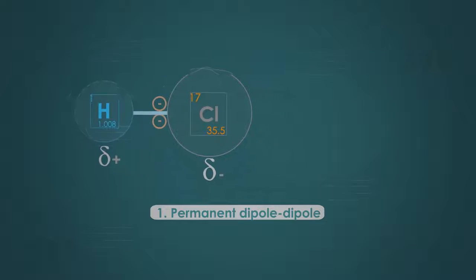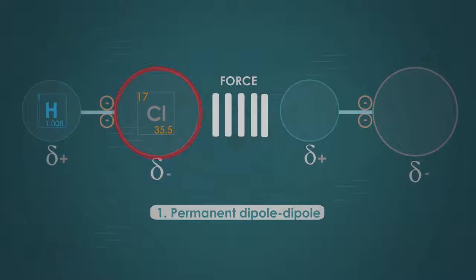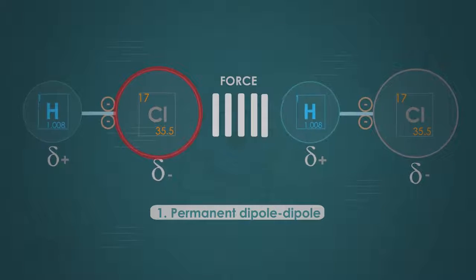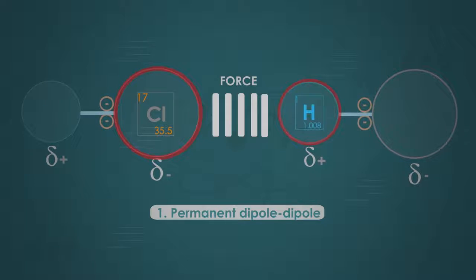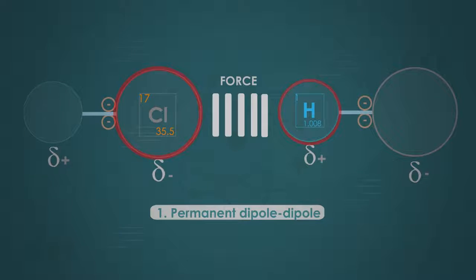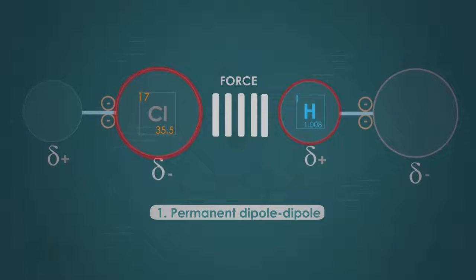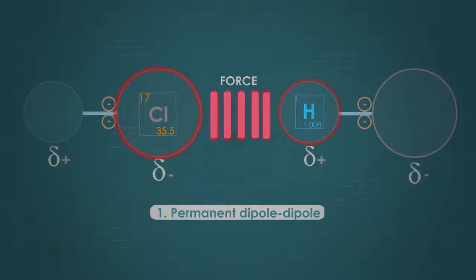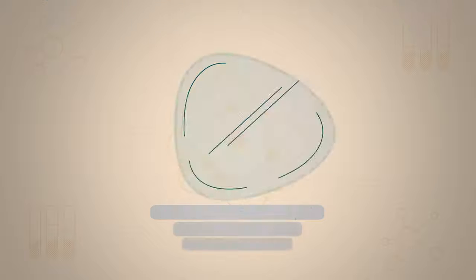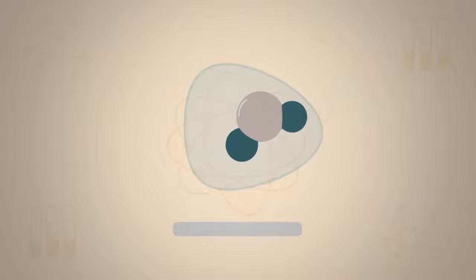Thus, there will be an attraction between the delta negative on the chlorine atom of one molecule and the delta positive on the hydrogen atom of a neighbouring molecule. The diagram below shows the permanent dipole-dipole force between the two molecules of hydrogen chloride, indicated here by the red dashed line. The second type of intermolecular force is the hydrogen bond.